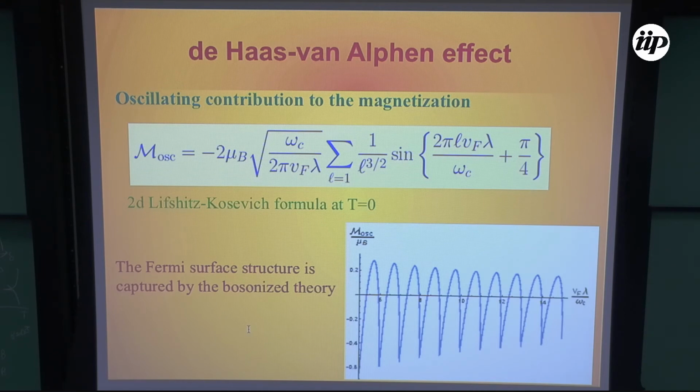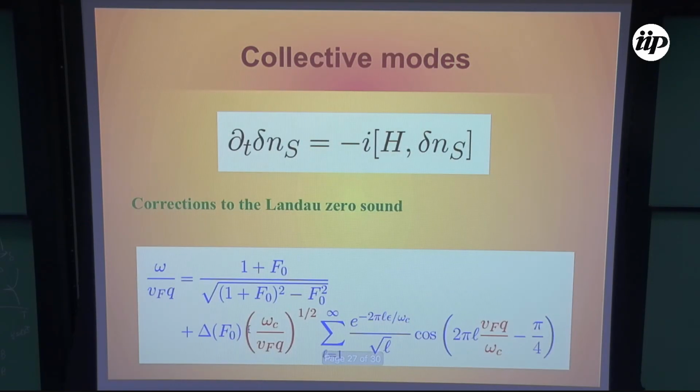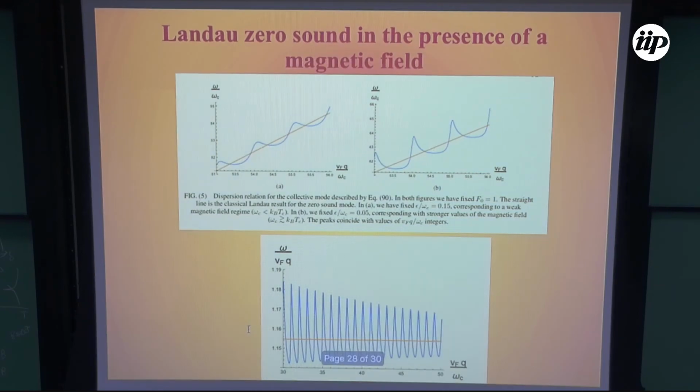We computed other things, like collective modes, just to be sure that the technique is working. For instance, we computed corrections to the Landau zero sound. You see that this is the collective mode, omega over q. This result is essentially the classical result of Landau, without magnetic field. And this is the correction.